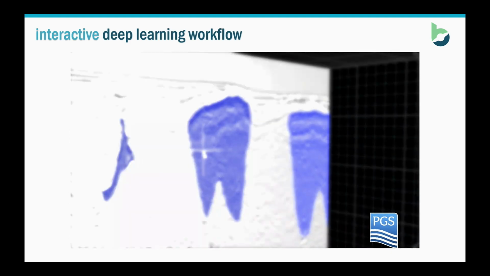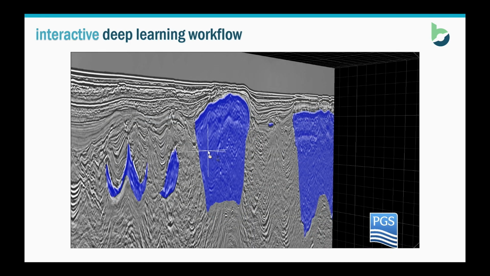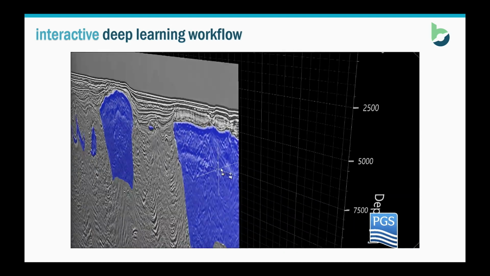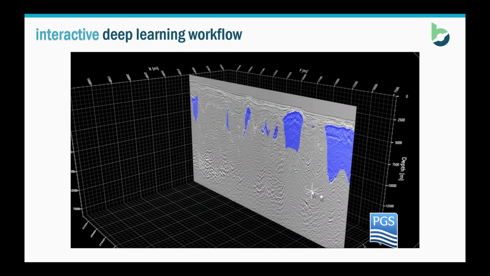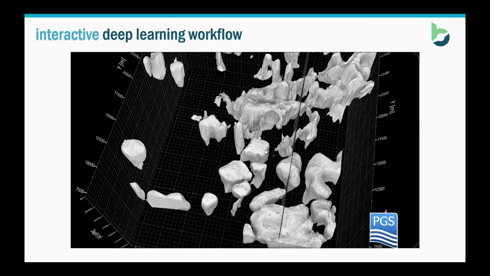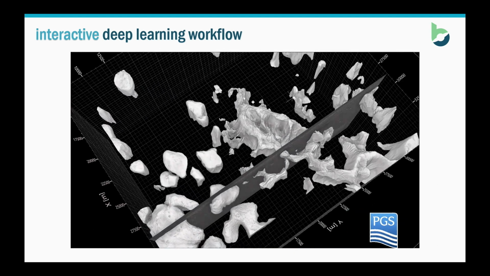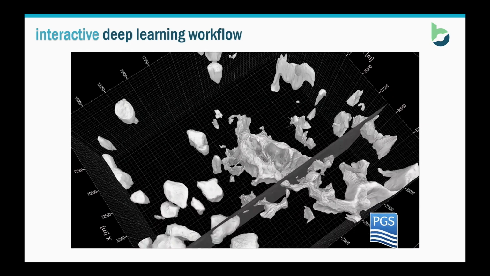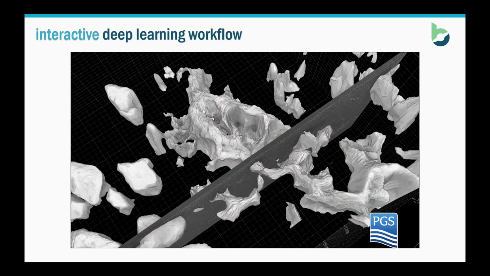So now, actually, 8 lines were labeled out of 4,000. That's 0.2% of the data. 0.2% of the data had to be labeled to run inference on the whole survey. This was originally a 3 months interpretation by 2 geoscientists. That was done now in 3 hours.